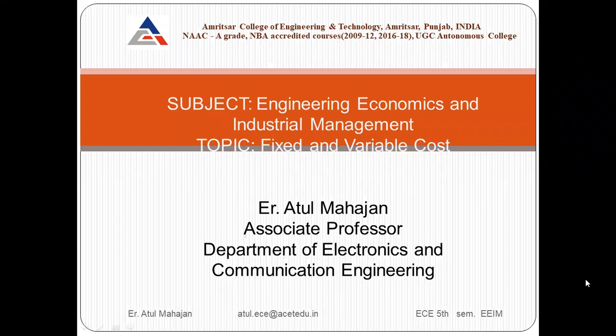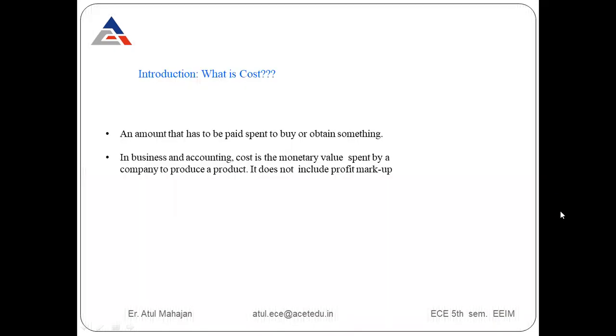Now, what do we mean by fixed and variable cost? So let's start with it. First of all, what is actually the meaning of a cost? A cost is an amount that has to be paid or spent to buy or obtain something. When we go to market, we pay in rupees, or we pay in a cashless way by using apps, Google Pay or PhonePe or whatever apps we use for payment. But we pay something, and that payment is a term of cost.